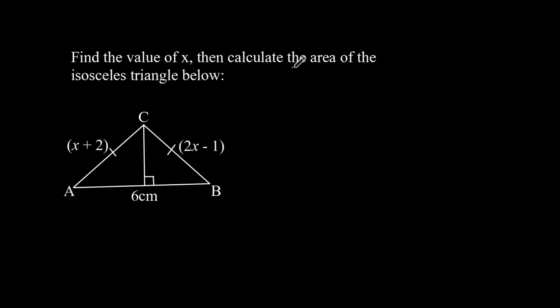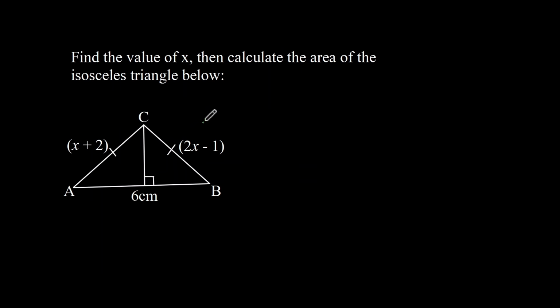Then calculate the area of the isosceles triangle below. Now this is the isosceles triangle. For an isosceles triangle, two sides are the same. This is the meaning of the same sides here, and we have triangle ABC. Therefore, AC is equal to BC.